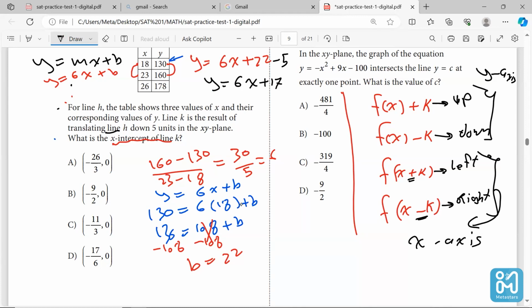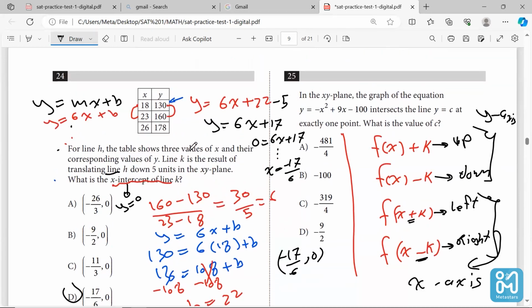Now I ask you to find the x-intercept. What's the meaning of x-intercept? It means y equals 0. So I write 0 equals 6x plus 17. When you solve this, x equals negative 17 over 6. As an ordered pair, negative 17 over 6 and y equals 0. My answer is D. I hope you understand. Any question? Again, guys, do you understand? Do you have any question?